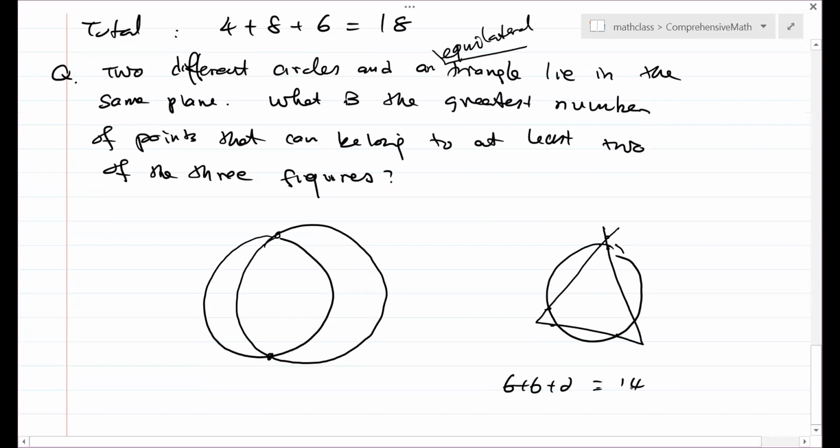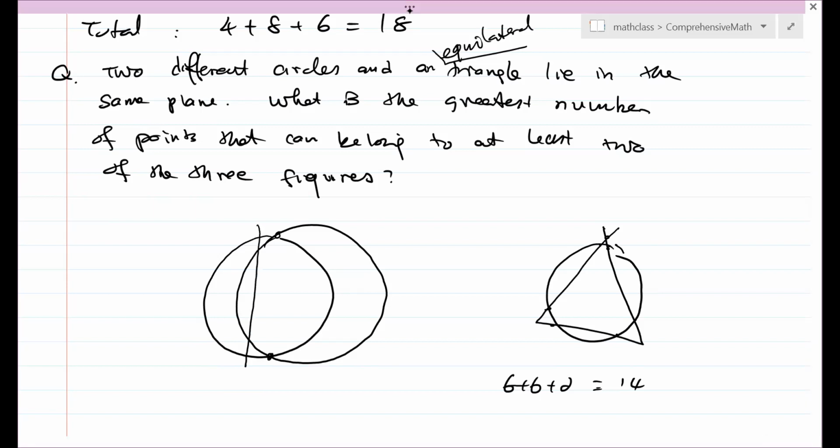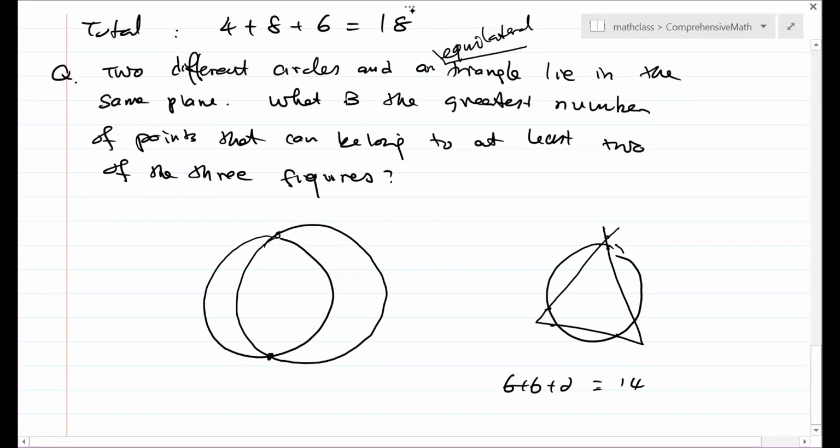Is that possible? Can we make it? I think so. We can make it like this. Let me use a different color. This is the maximum you can get, because the triangle intersects a circle at most 6 points, intersects another circle at most 6 points, then the two circles intersect at most 2 points. Total maximum 14. Can we reach 14?